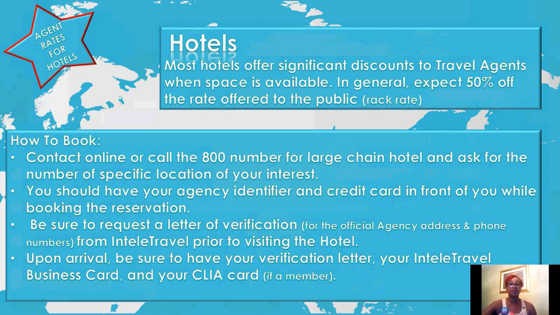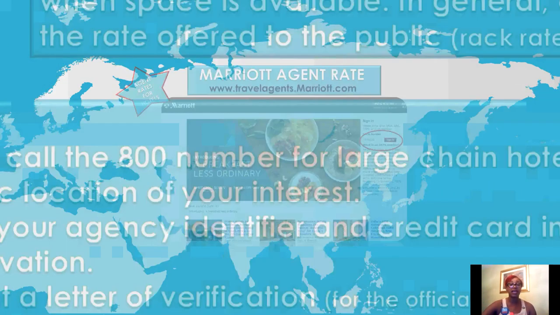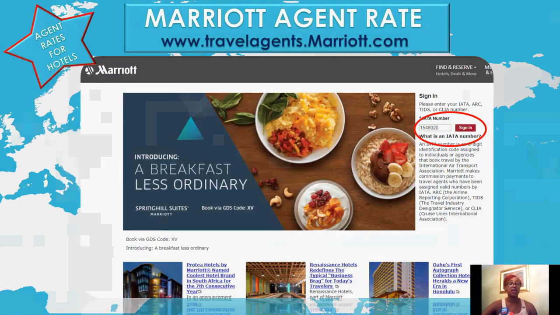Okay, agent bookings for hotels. Most hotels offer significant discounts to travel agents when space is available. In general, expect 50% off the rate of the public, which is great, guys. How to book? Very simple. You contact the hotel, the chain, find the one in your area, identify yourself as a travel agent.